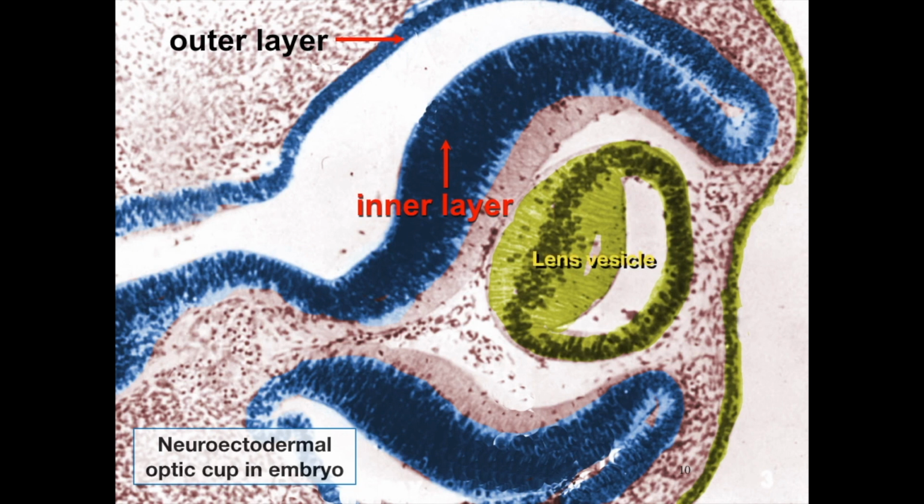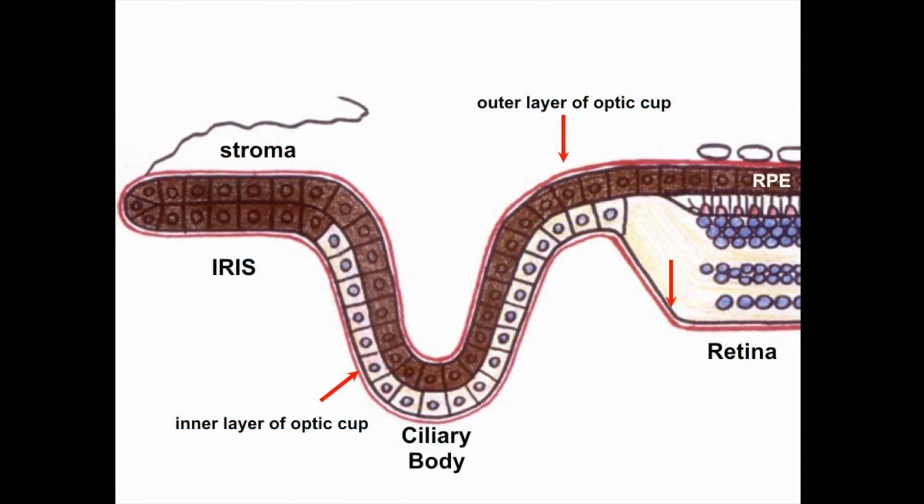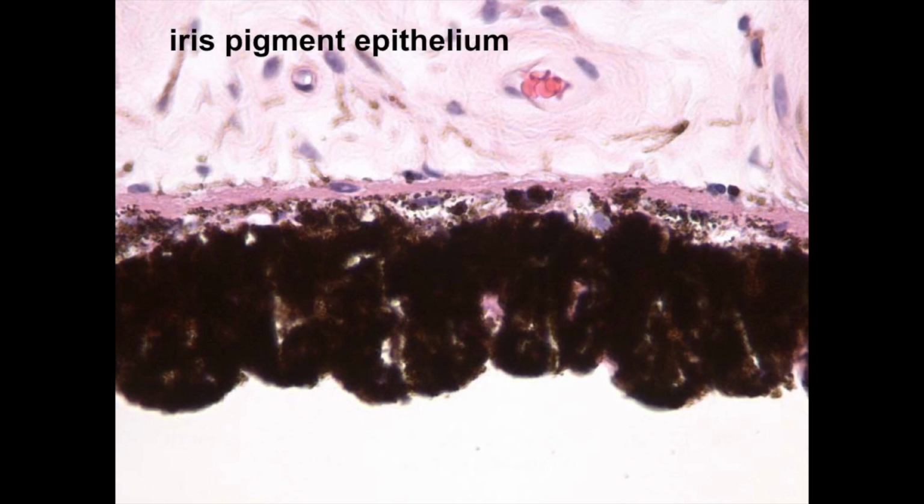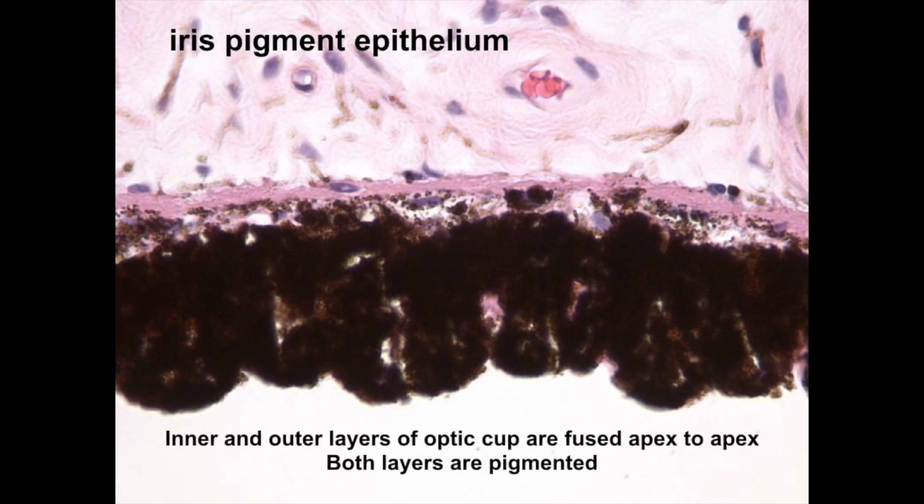The lens vesicle is seen within the cavity of the optic cup. The lens is derived from surface ectoderm. The iris pigment epithelium is derived from the anterior portion of the neuroepithelium. In the iris pigment epithelium, both the inner and outer layers of the optic cup are fused together apex to apex, and both layers are pigmented.